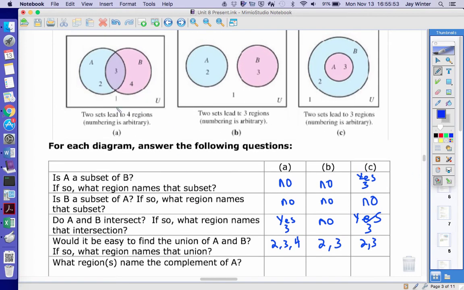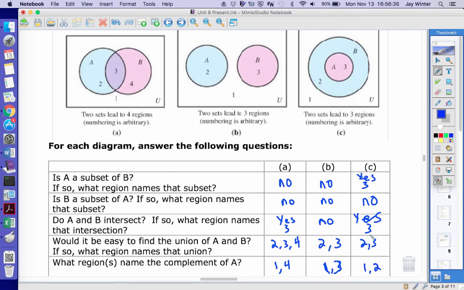And lastly, the other question is what names the complement of A? Well, that would be everything that's outside of set A. So you have to look carefully here in figure 1, because everything that is outside set A is in either region 1 or 4. It's not in 2 or 3, because part of 3 is still part of set B, of course, but it's still part of set A. In the middle figure, everything that's outside of A is regions 1 and 3. And everything that's outside of A in the Venn diagram up here for C is regions 1 and 2.